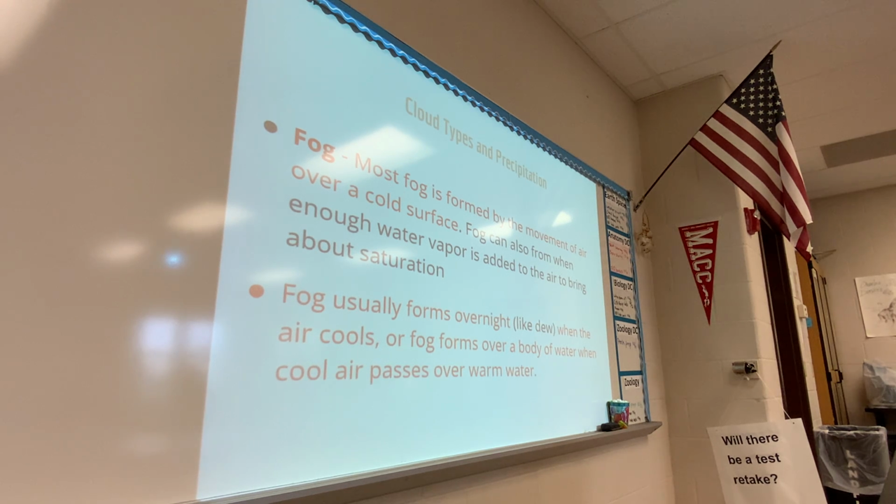Fog forms above a body of water when cool air passes over the warmer water. Remember, the water maintains its temperature better. So as the cool air goes over the warmer water, that's why the fog forms. It can form over land itself, but it's not as likely, or it's not going to happen as often.